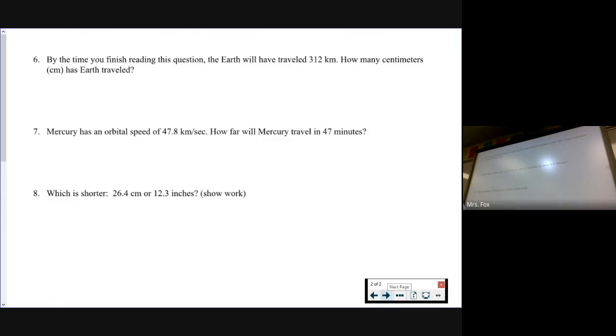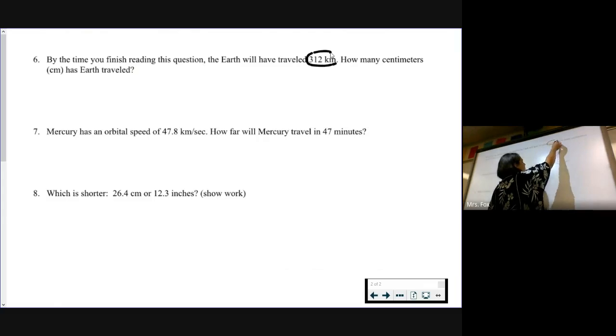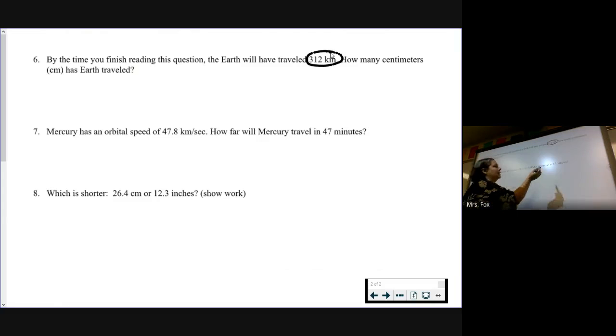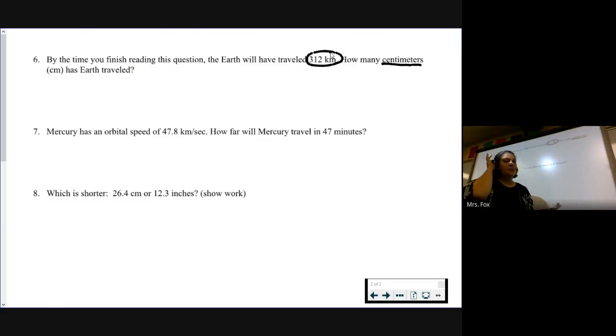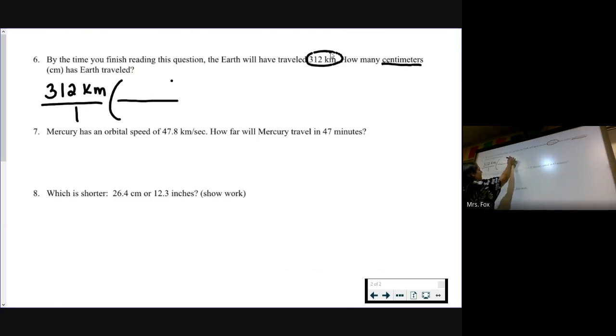By the time you finish reading this question, the Earth will have traveled 312 kilometers. How many centimeters has Earth traveled? Well, I'm starting with 312, trying to get to centimeters. I don't have a relationship between kilometers and centimeters, so I'm going to have to use 2 fractions. 312 kilometers over 1.